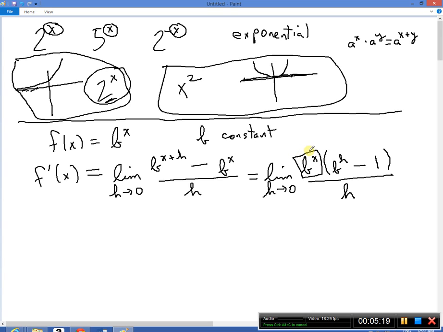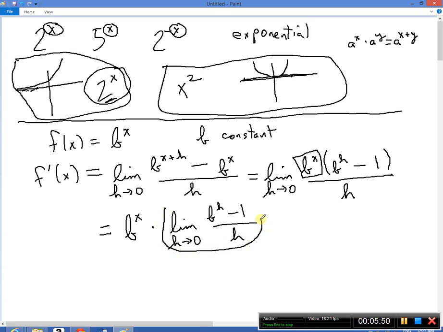So we have a theorem that says that the limit of a constant times a function is the constant can come right out. The constant just sits there and watches while we take the limit of the other stuff. So this is b to the x times the limit as h goes to 0 of b to the h minus 1 over h.